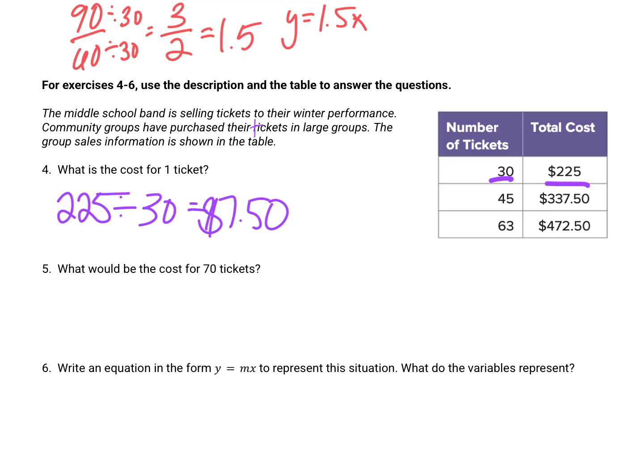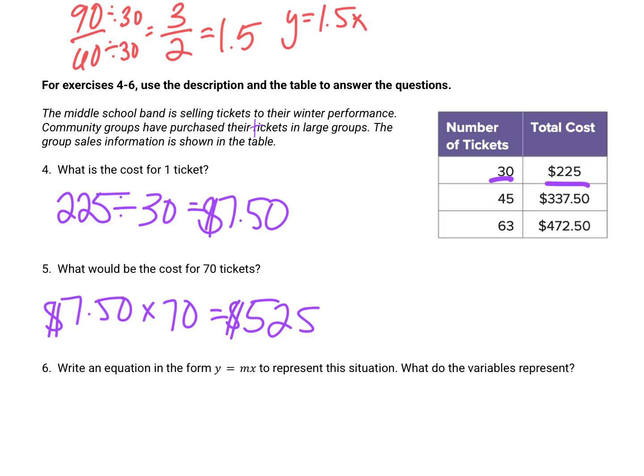For question number 5, it asks, what is the cost for 70 tickets? So we know the cost of one ticket is $7.50, okay? So we're going to multiply that times the 70 for the 70 tickets that we're purchasing. When we do that, we get 525. Again, let's add a dollar sign in front since we're talking about cost.